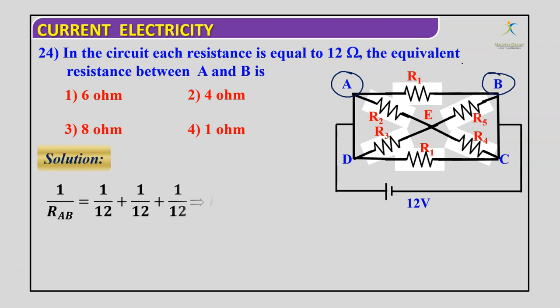So the solution part is, we know the value of RAB. If I'm talking about the particular points A and B, each has a resistance of 12. So R1, R2 and R5, as you can see, are equipotential here. So we just disconnect those, and we have resistances R in parallel combination. So we will get RAB equal to 4 ohm. According to this, the correct option is option number 2.